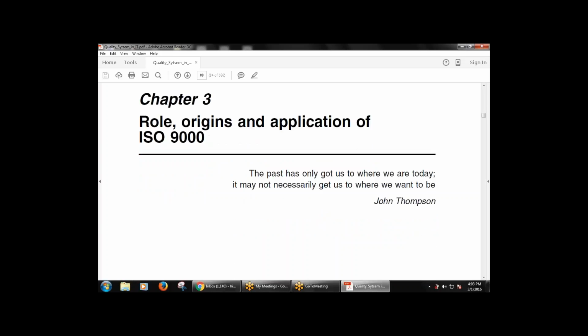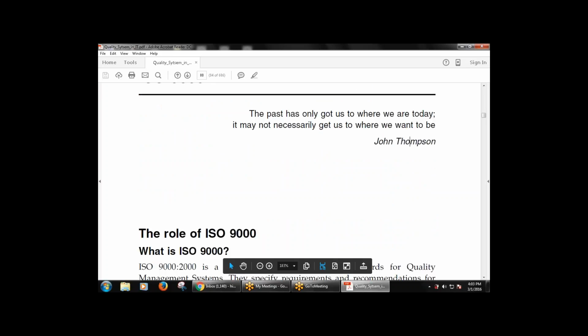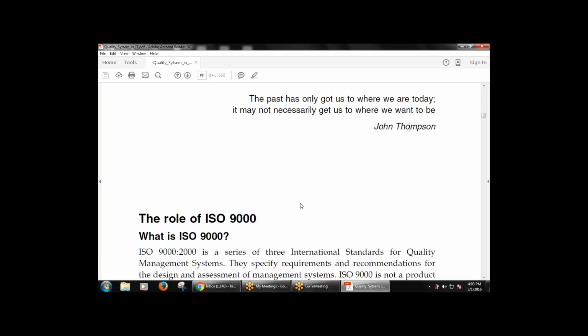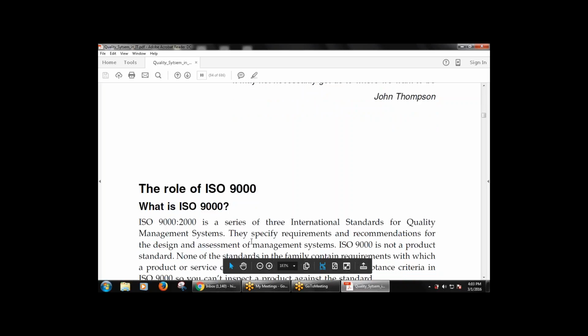That means what are the various possible outcomes that are used for the ISO 9000 standards. So the first question that arises is, what is the role of the ISO 9000 standard?